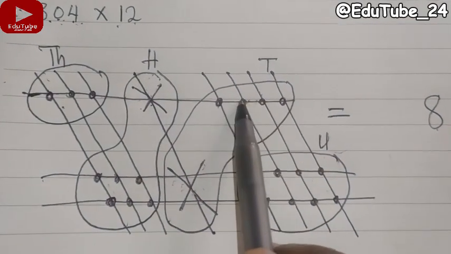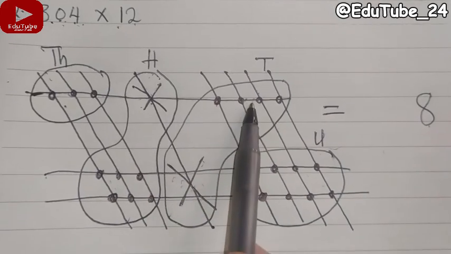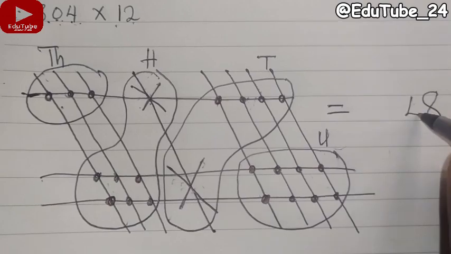So let's count this one that is not crossed out. So we have 1, 2, 3, 4. So it's more like saying 4 plus nothing. So it will still give us 4. So the place value here is 4 tens. So I'm going to write 4.